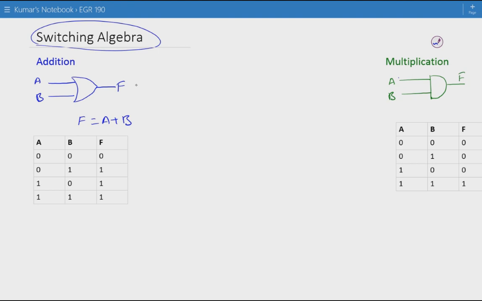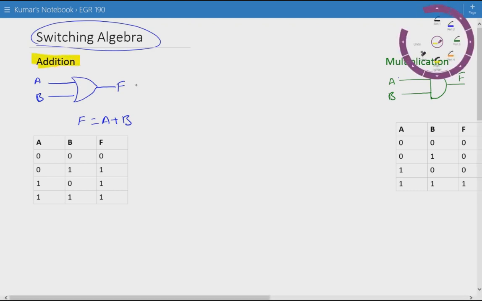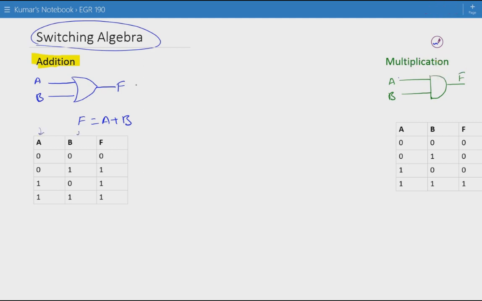Let's talk about addition first of all. Now let's look in here. We have a simple OR gate that performs addition with two inputs A and B, and the function performs f equals a plus b, right? So what we have here are two inputs, A here and B here.